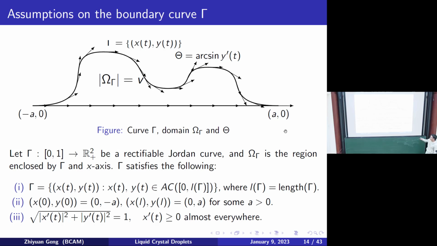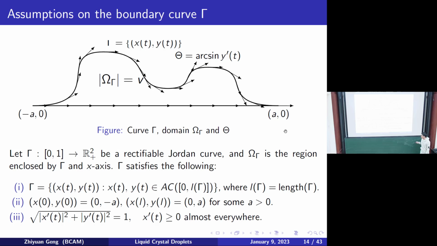And this curve starts from one point, minus a0, to another point on the x-axis. So this a is not fixed. A can be changed according to this gamma. And the fixed constant is the volume, the area of this domain. So the area enclosed by this gamma and the x-axis is a fixed constant.